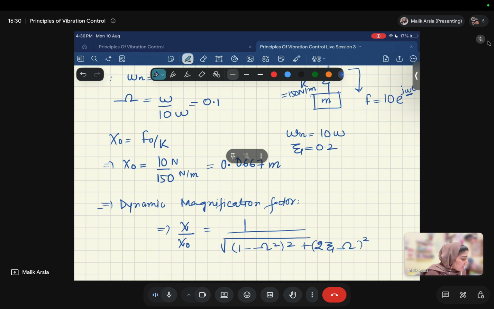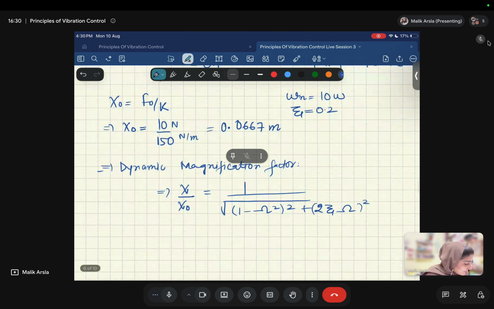Now everything here is given to us. X naught we have just figured out, omega we have figured out, zeta is already given as 0.2. Can you simplify this, solve this, and tell me what you are getting the value of x?